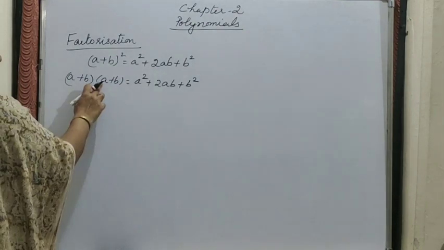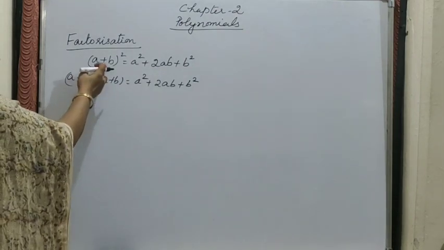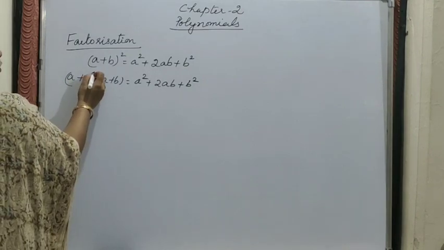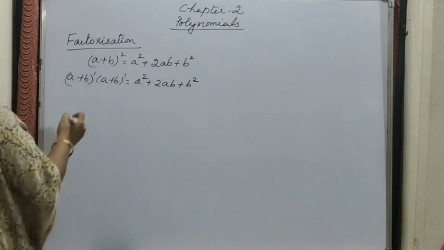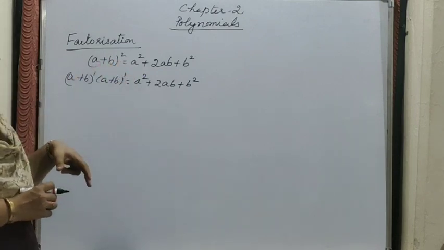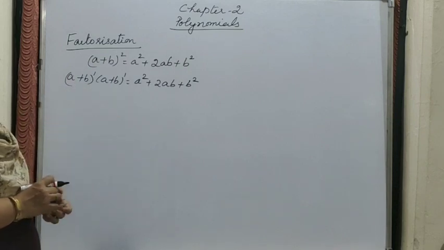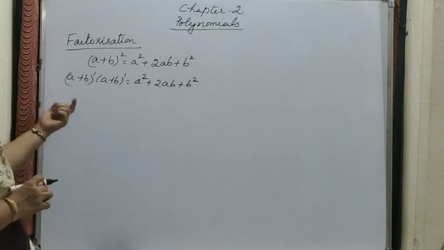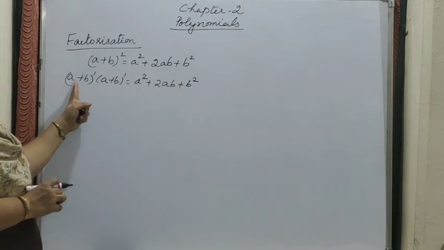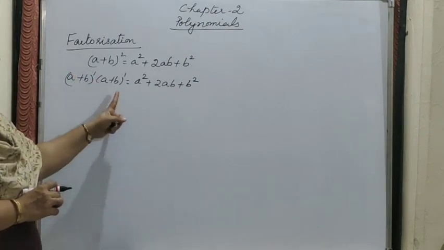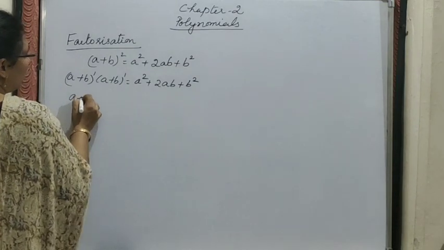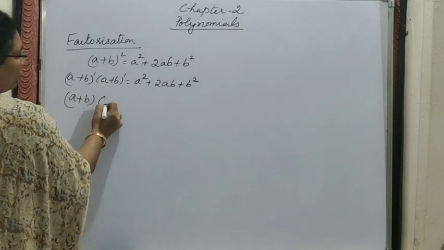Why do we have to write it in the form (a + b) into (a + b)? It is the same as (a + b) whole square only. Whenever we write factors, we should express them in the least form of the power. If it is (a + b) whole square, we can further factorize it, so it should be written as (a + b) into (a + b). Similarly, a square minus 2ab plus b square gives (a - b) into (a - b). Then one more: (a + b) into (a - b).